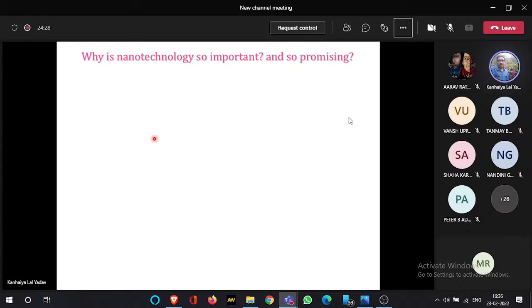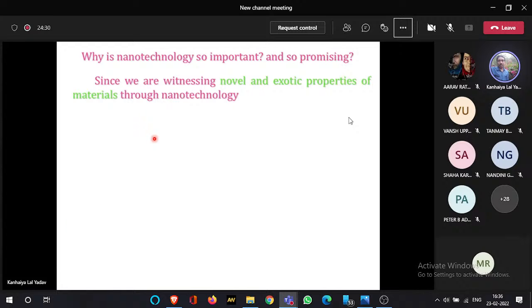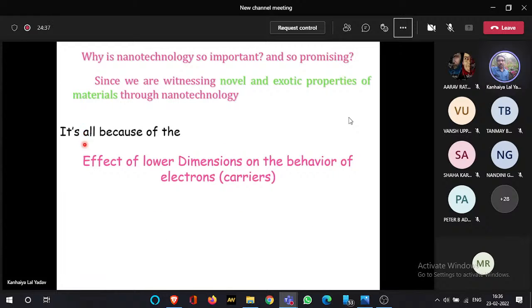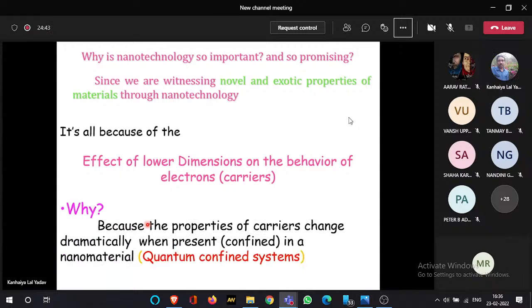So why is it so important and so promising? Because we are witnessing novel and exotic properties of the material through nanotechnology. It's all because of the effect of lower dimensions on the behavior of electrons or carriers. Why? Because the properties of the carriers change dramatically when confined in a nanomaterial.